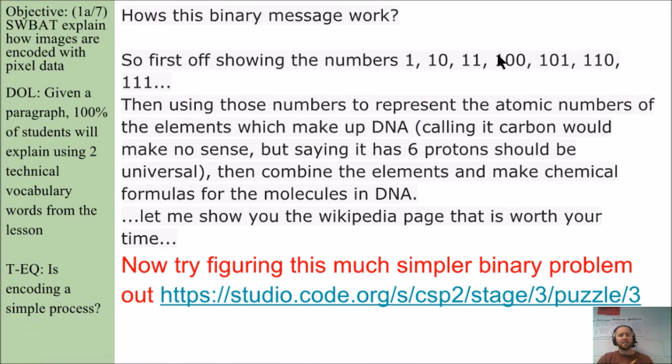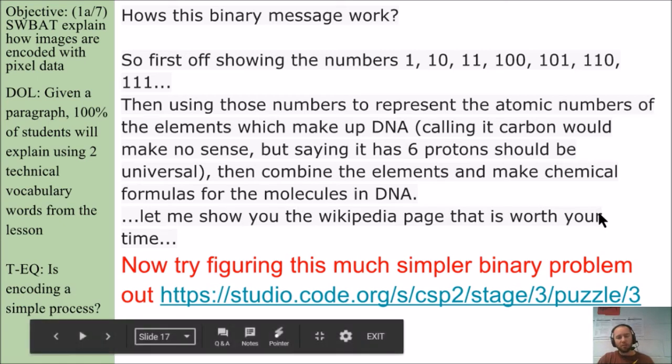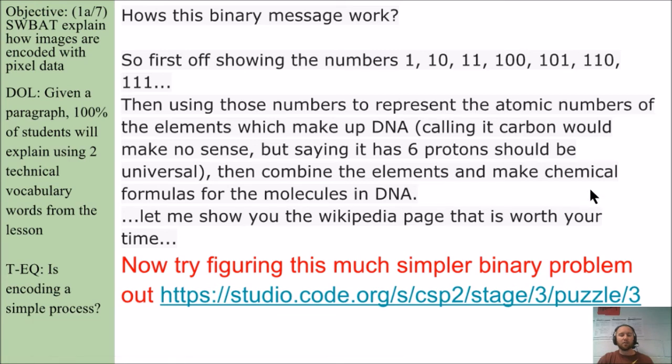But how does this binary message work? So first off, it's just showing the numbers. So in binary, it just goes 1, 2, 3, and so on. Then using those numbers to represent the atomic numbers of the elements which make up DNA, calling it carbon would make no sense, but saying it has 6 protons should be universal. Carbon here on Earth will still be carbon there out in the galaxy. Then combine the elements and make chemical formulas for the molecules in DNA. Let me show you the Wikipedia page, which I just finished, but it's worth your time to look through there on your own.